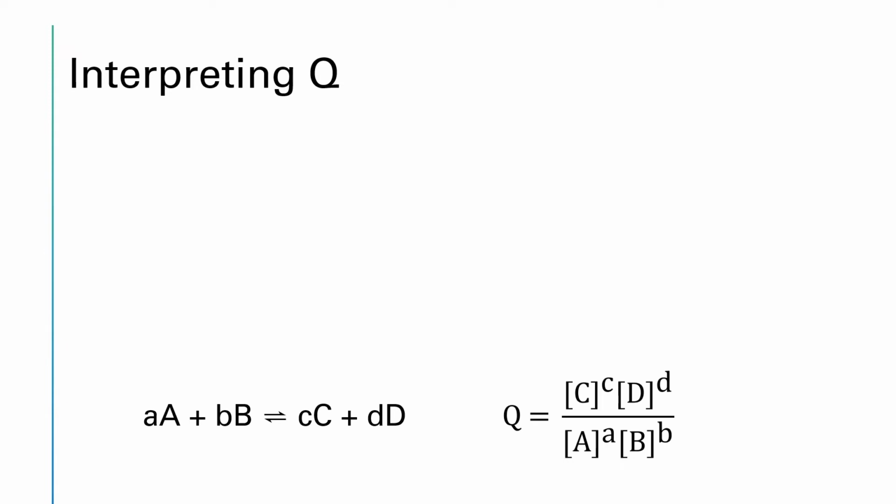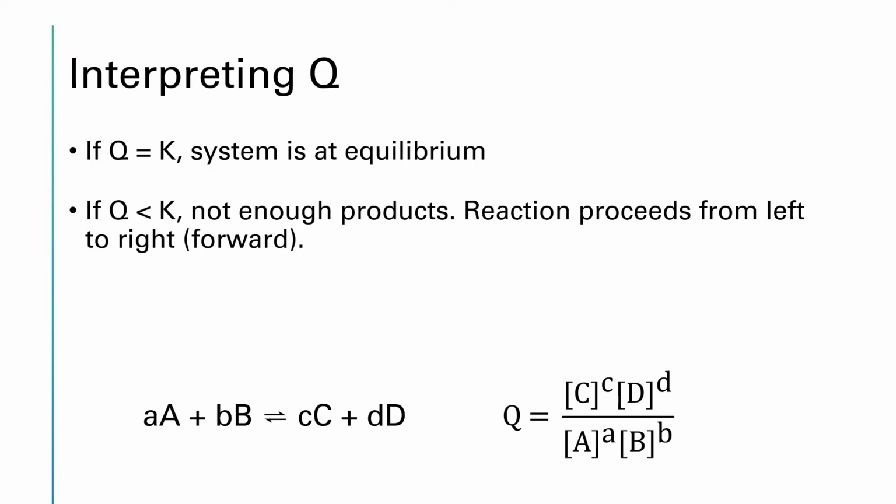So here's how we're going to interpret Q. This is assuming that you've already calculated a number for Q for your current reaction conditions, and you know the number for K for your reaction. So again, we have our generic Q expression. If we get a number for Q that is equal to K, we would say that the system is at equilibrium.